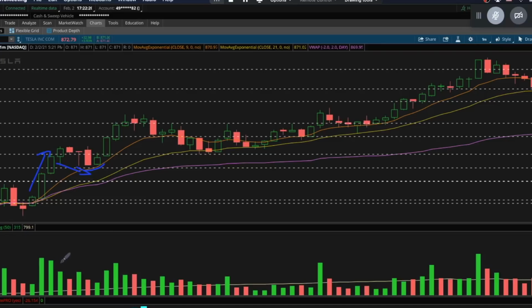As it pulled back here, what happens to volume? Volume dips, which is a very good indication that it's a pullback. It's not a reversal. Volume dips, and you want to start to see volume pick back up and the stock actually move with it.